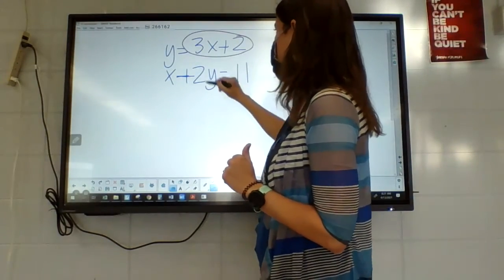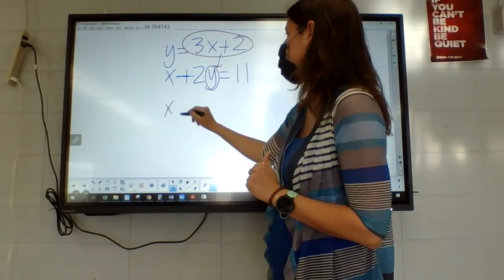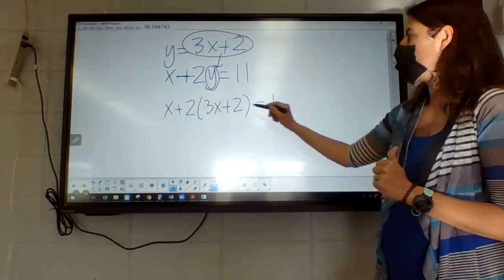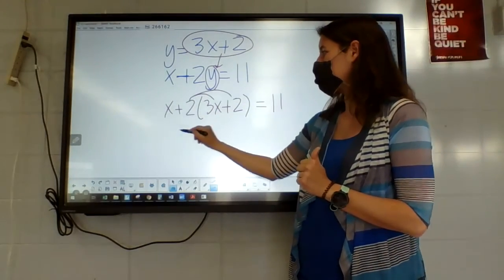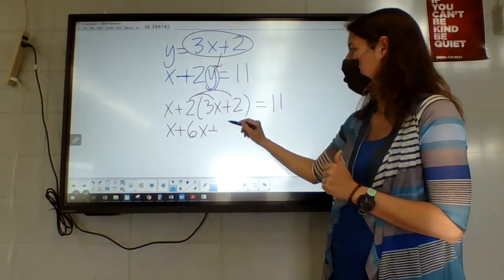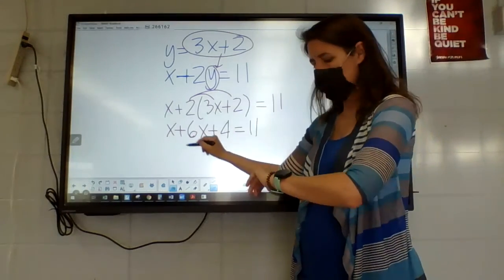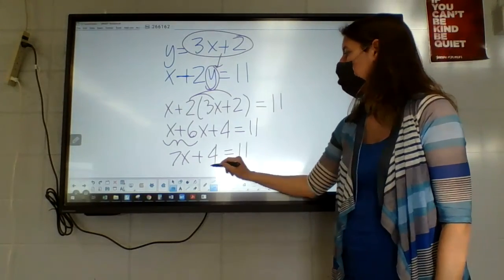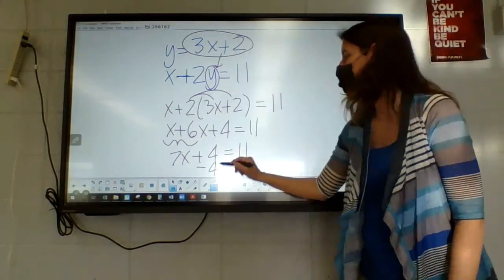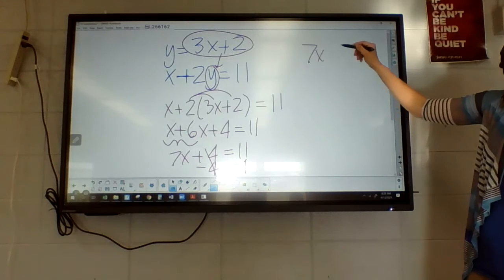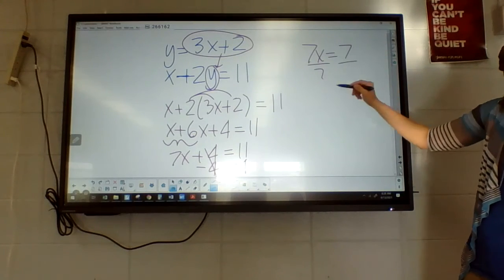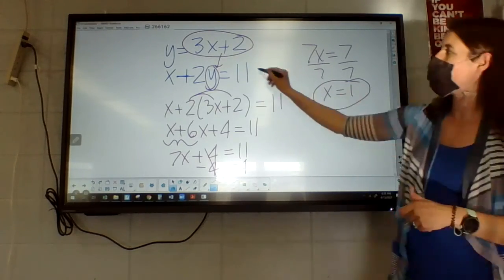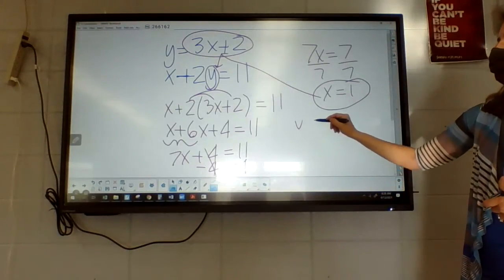So this is going to replace this y, just in case you guys didn't get there. Then I have to distribute here, so remember we're multiplying. Combine these together. And then I have to move this 4 over. So we end up finding out x equals 1. And once we know that, we can substitute that back in to find our y.